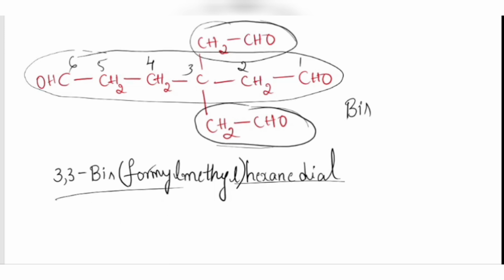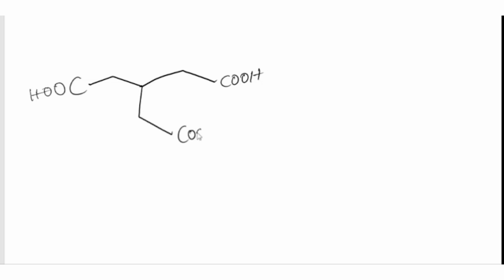Then we'll take up a similar kind. Here a carboxylic acid is there, and over here I will write it in bond line form. Here COOH, and over here also CH2 COOH, and here also CH2 COOH, correct? Like this it is there.